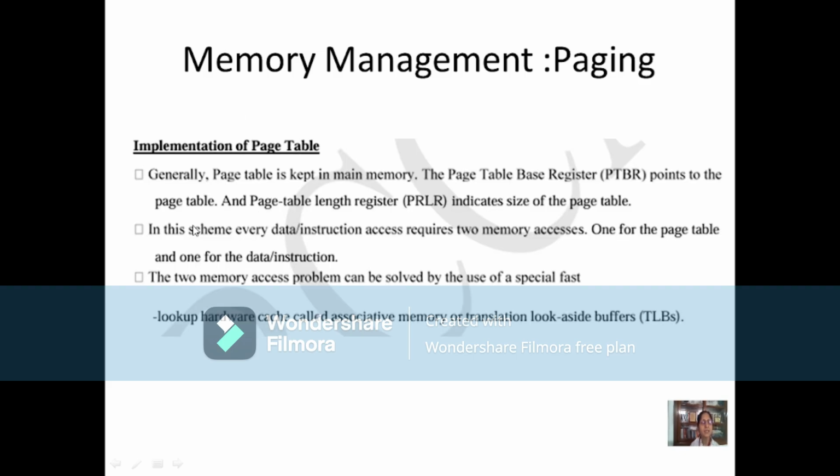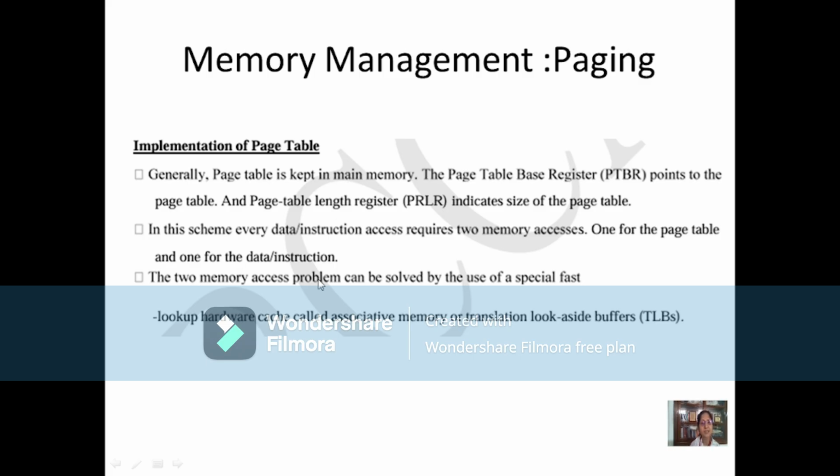How is the page table implemented? Generally, the page table is kept in main memory. The page table base register, PTBR, points to the page table, and the page table length register, PTLR, indicates the size of the page table. Now in this scheme, every data or instruction access requires two memory accesses, one for the page table and one for the physical data or instruction where it is stored.